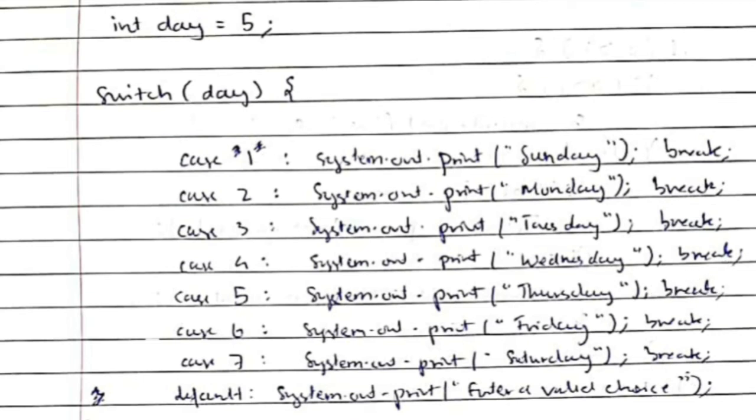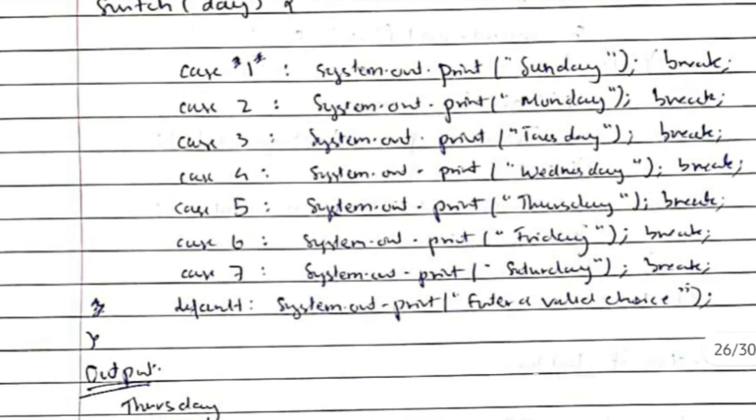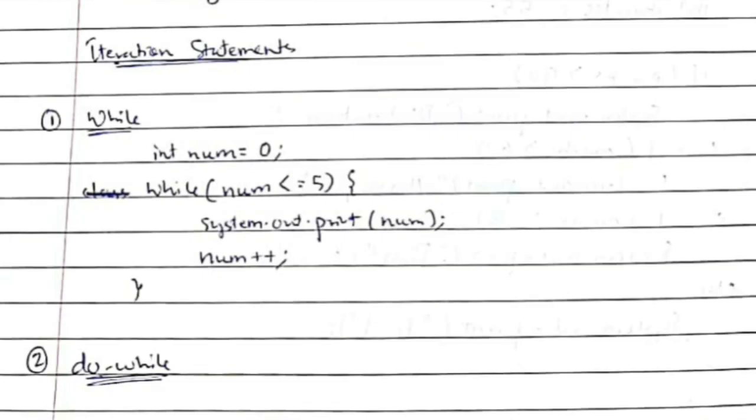See, if I don't include this break statement, at that time the rest of the statements will also be executed. Okay, and in case the value of day is 8, suppose it won't match any of the cases, at that time the default will be executed, meaning this will be printed: system.out.print enter a valid choice. Okay, that was all about the control statements.